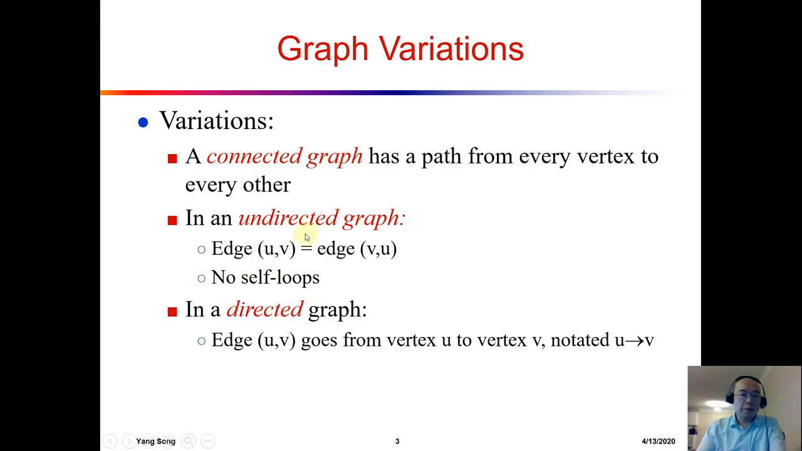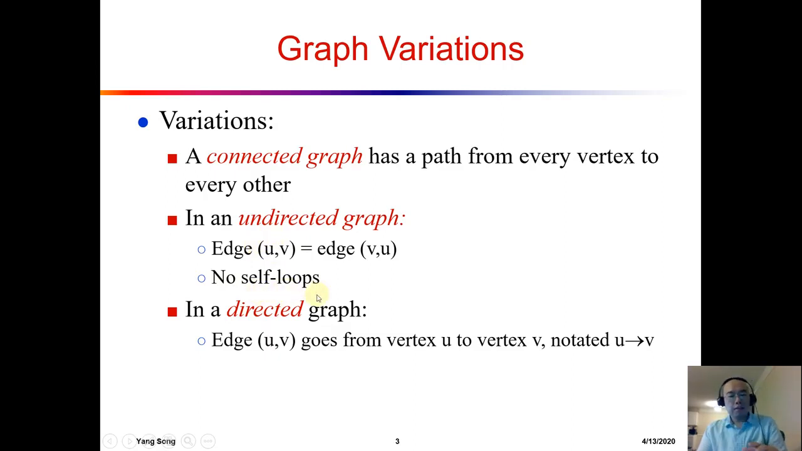And the next one, an undirected graph, and that is the edge between U and V is the same as the edge from V to U. So if we pick a U and a V, there is only one path between U and V, and it is undirected. It doesn't matter if you go from U to V or from V to U, that is the same path. Okay, and another definition: remember, for the undirected graph, there are no self loops.